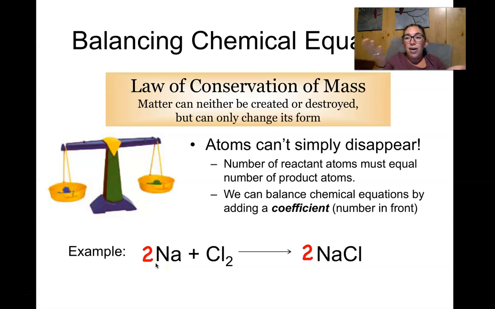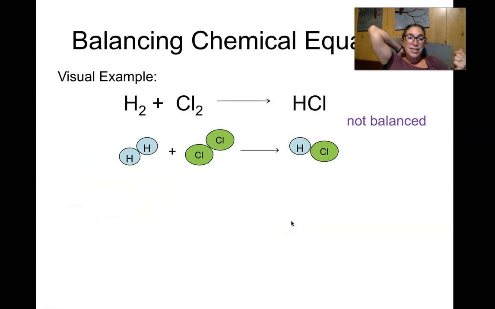But now our equation is balanced, because now we have 2 sodiums and 2 chlorines, resulting in a molecule that has two molecules of sodium chloride, which means 2 sodiums and 2 chlorines. So to show this in a more visual way, let's do it like this.